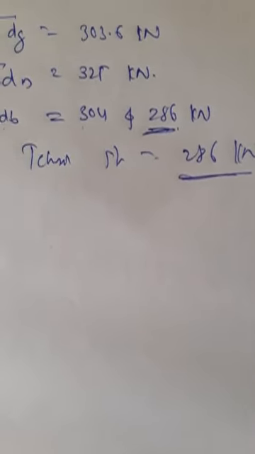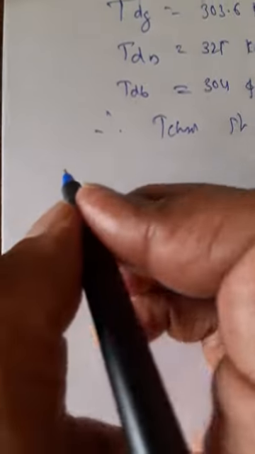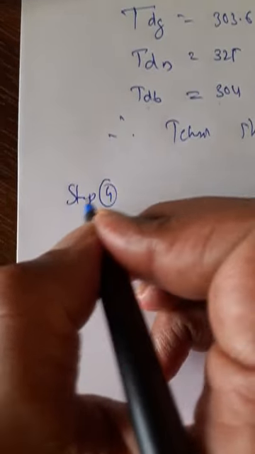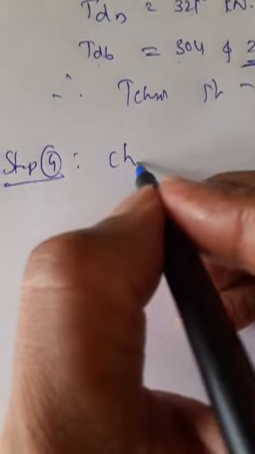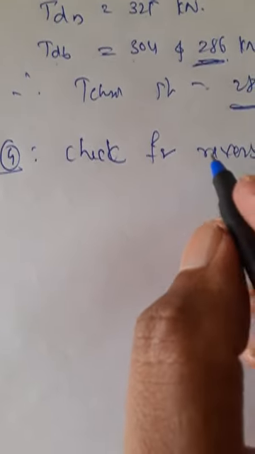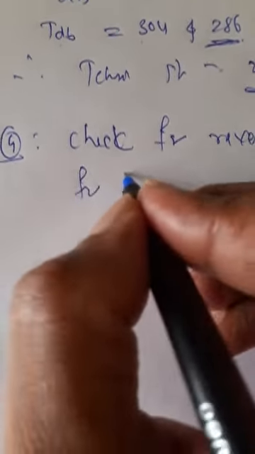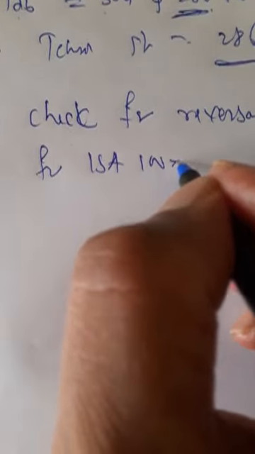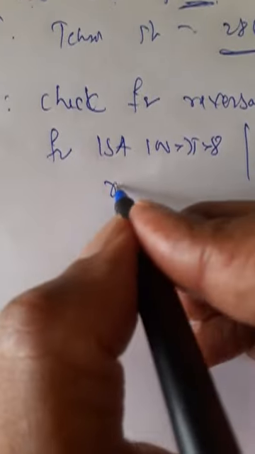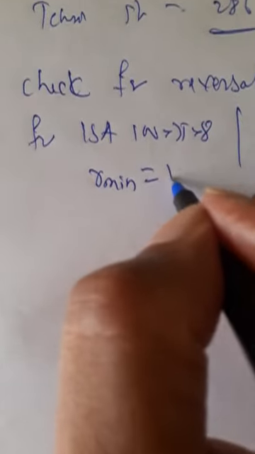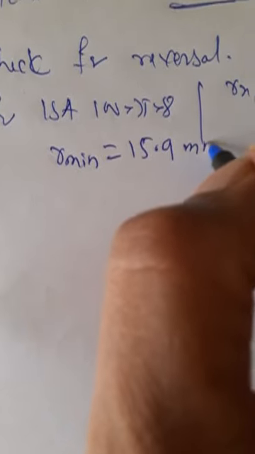Now let us check for reversal of stress. Step 4: check for reversal. For that, calculate R minimum for ISA 100 by 75 by 8. Find out Rx, Ry, Ru and Rv from the steel table. Identify R minimum. So R minimum comes to be 15.9 mm.